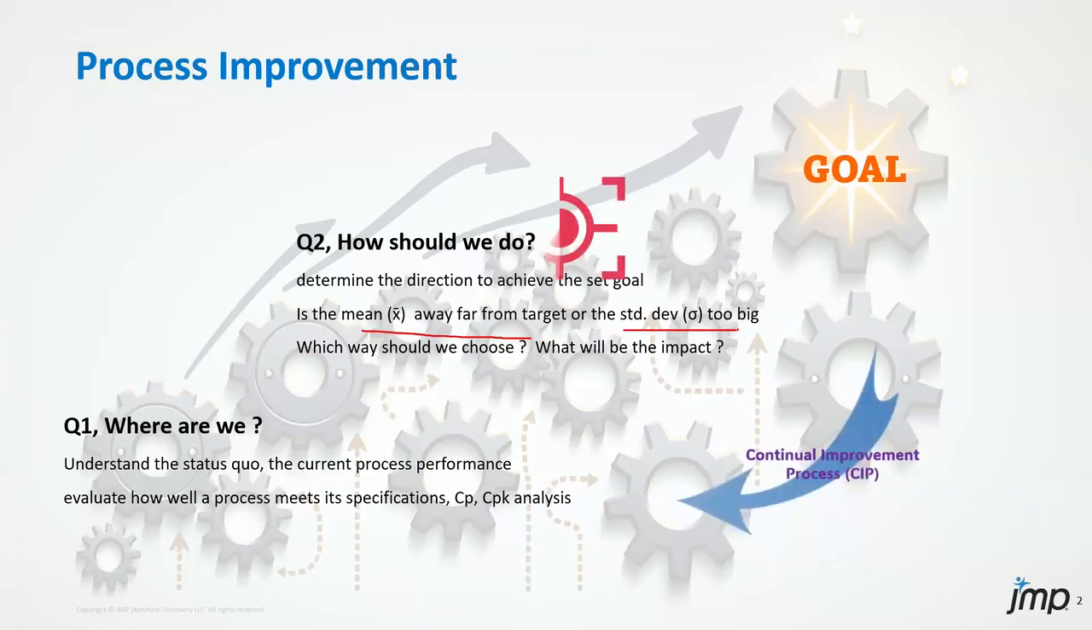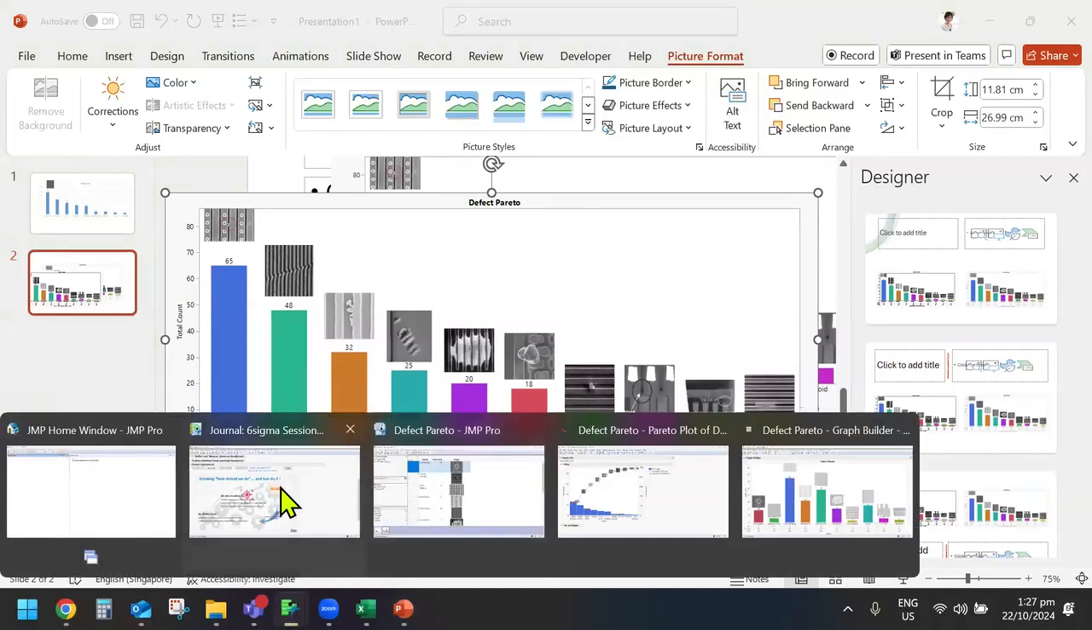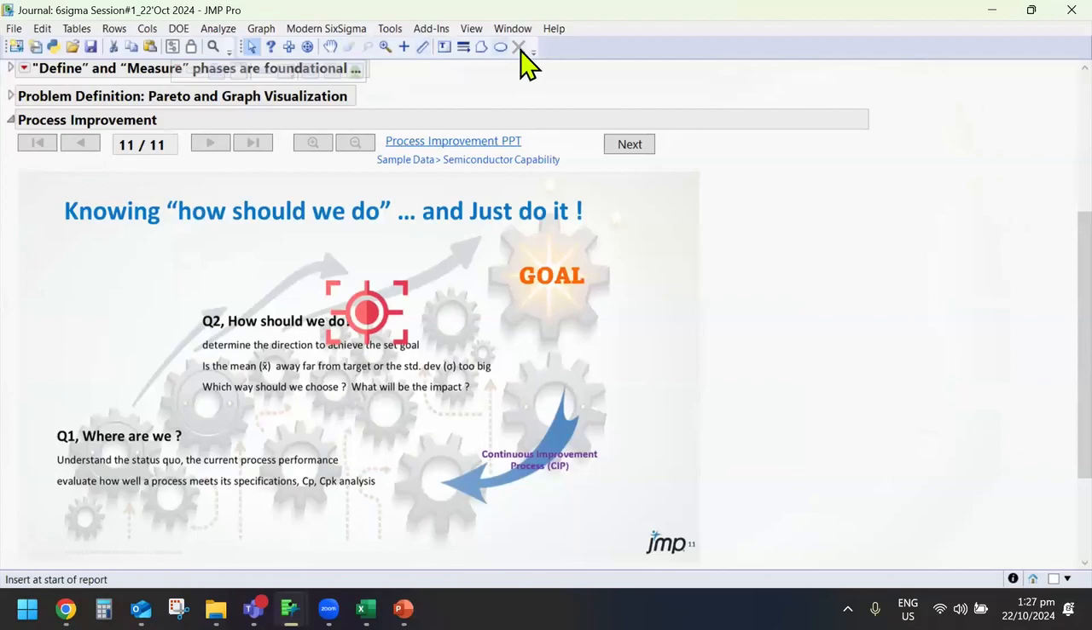So you may carry on with the continuous improvement process to achieve one goal, another goal, another goal. This is continuous process improvement, CIP. So for today's session, we only focus on the second one, which is how, because this is more important, right? So let me come back to JMP. Let me close all the others. Okay, so that is the how part, which is what we are going to cover for today's session.